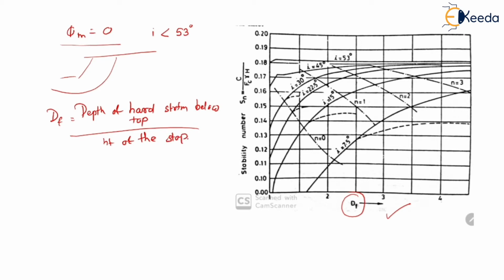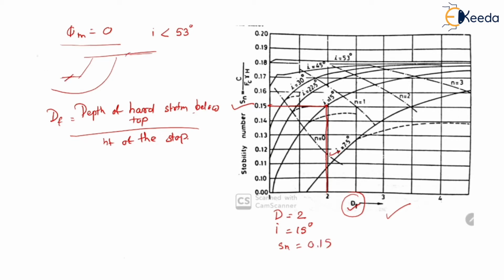So if we know the value of df, if we know the angle of inclination I, then we can obtain the corresponding value of stability number from this chart. So for example, suppose df is equal to 2 and I is equal to 15 degree, then corresponding stability number will be, we will take offset from 2 up to I equal to 15 degree, and then we will take horizontal offset. So Sn will be 0.15.